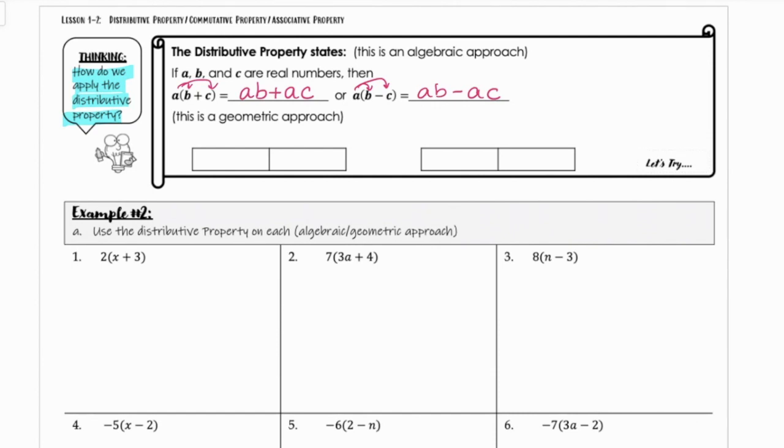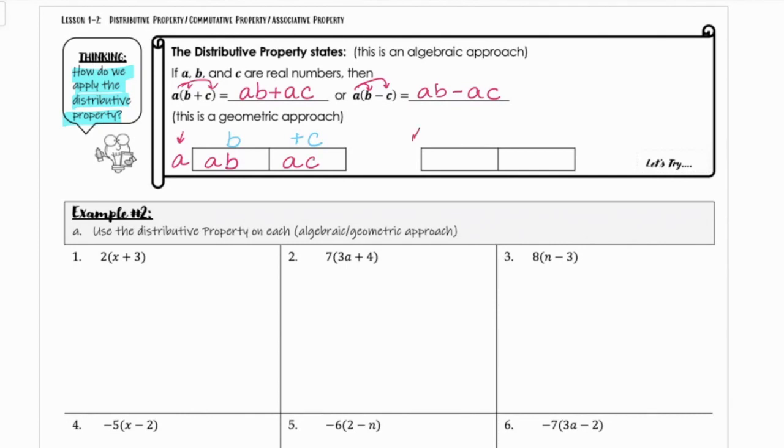When we're using a geometric approach, what you're going to do is put what's outside in front here. So in this case, an A. What's inside the parentheses, you're going to put on top of the box. So a B and a positive C. I always put positive C or negative C. What occurs here is you're going to multiply. It's the area model. So you're doing A times B, A times C. I'm going to do it again here.